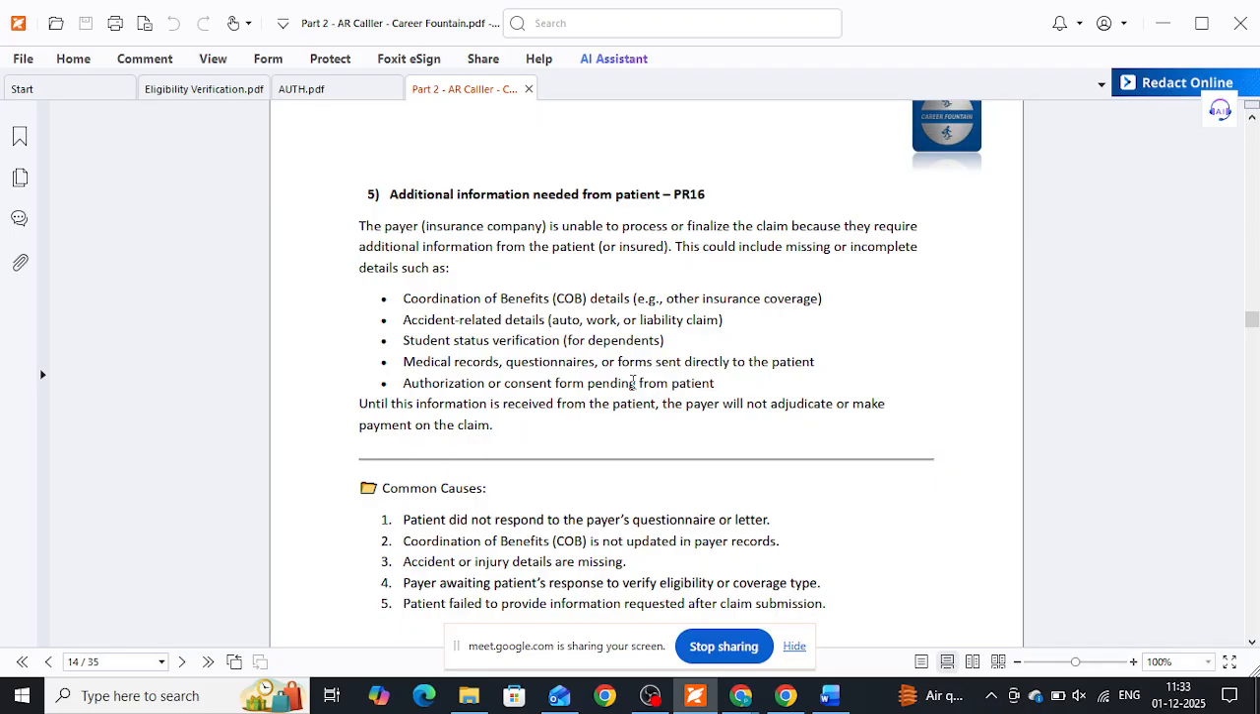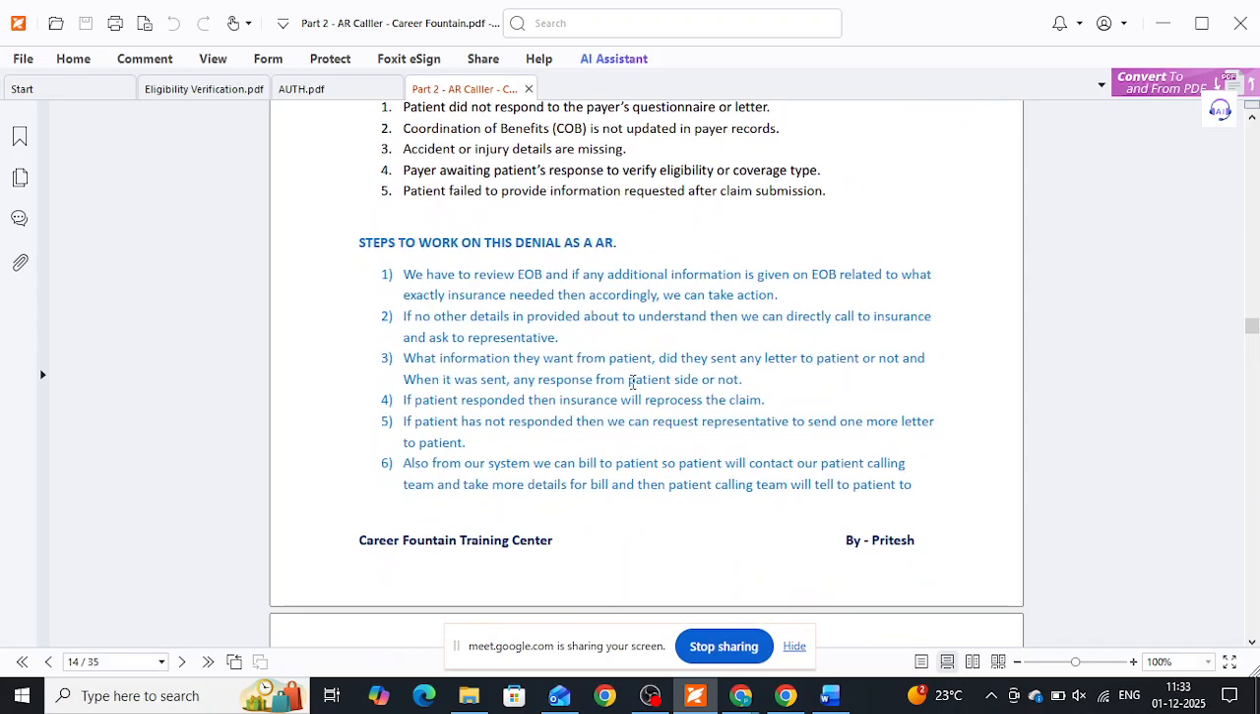You have to ask them what medical record they want for a particular procedure code, or whether they want the complete medical record, and only then should we send it. The complete medical record has so many pages, like 50 or 60 pages. If they want only the record related to one procedure code, then why should we send the complete medical record?